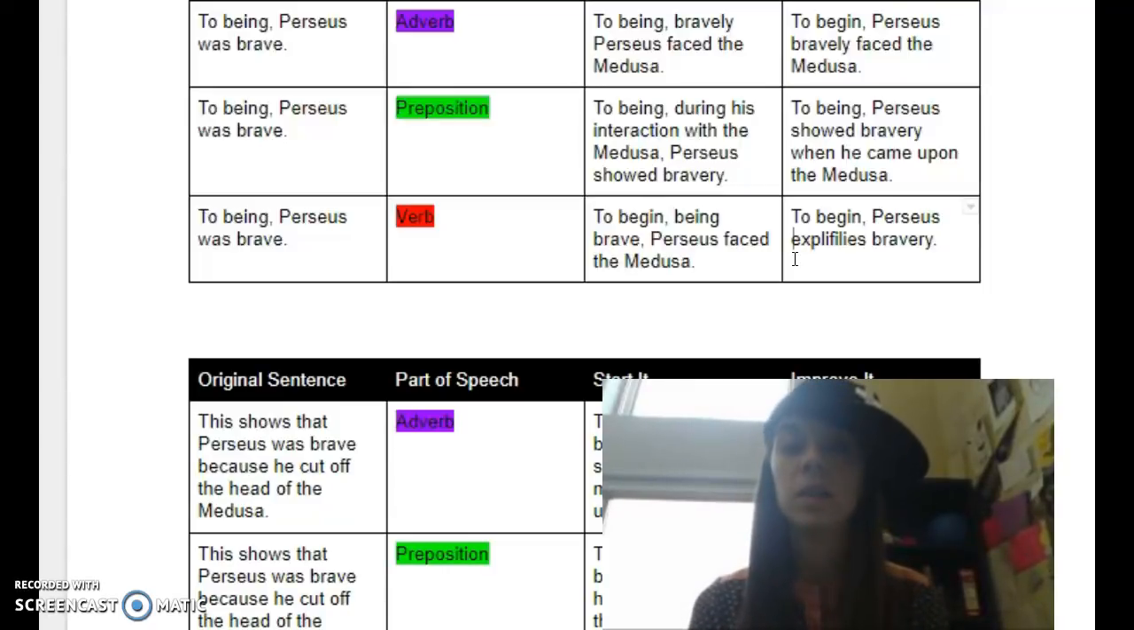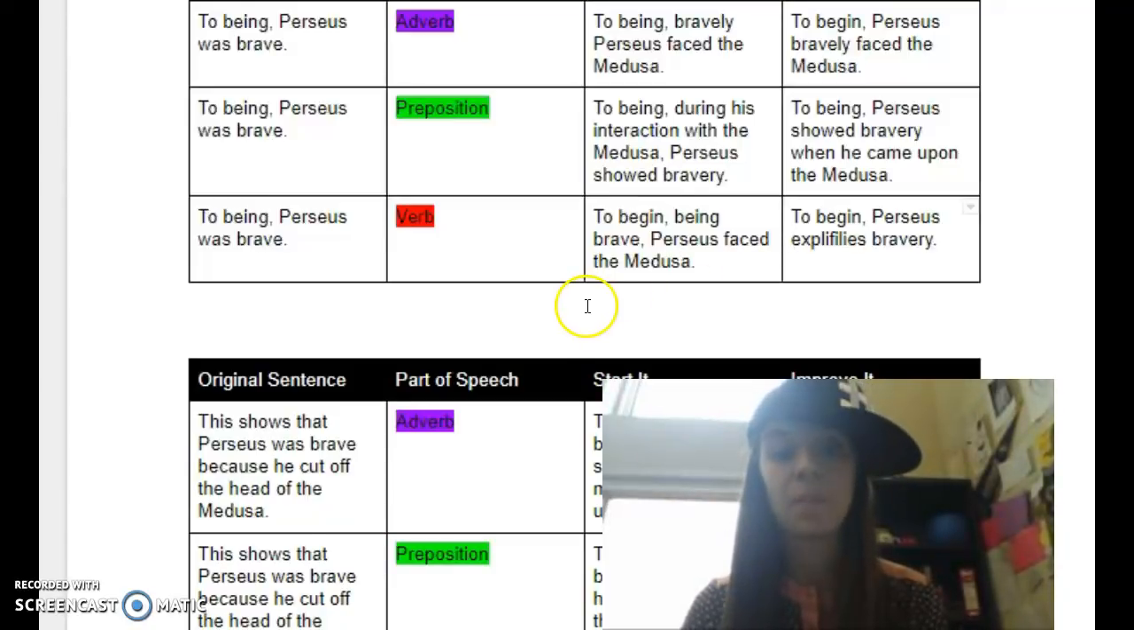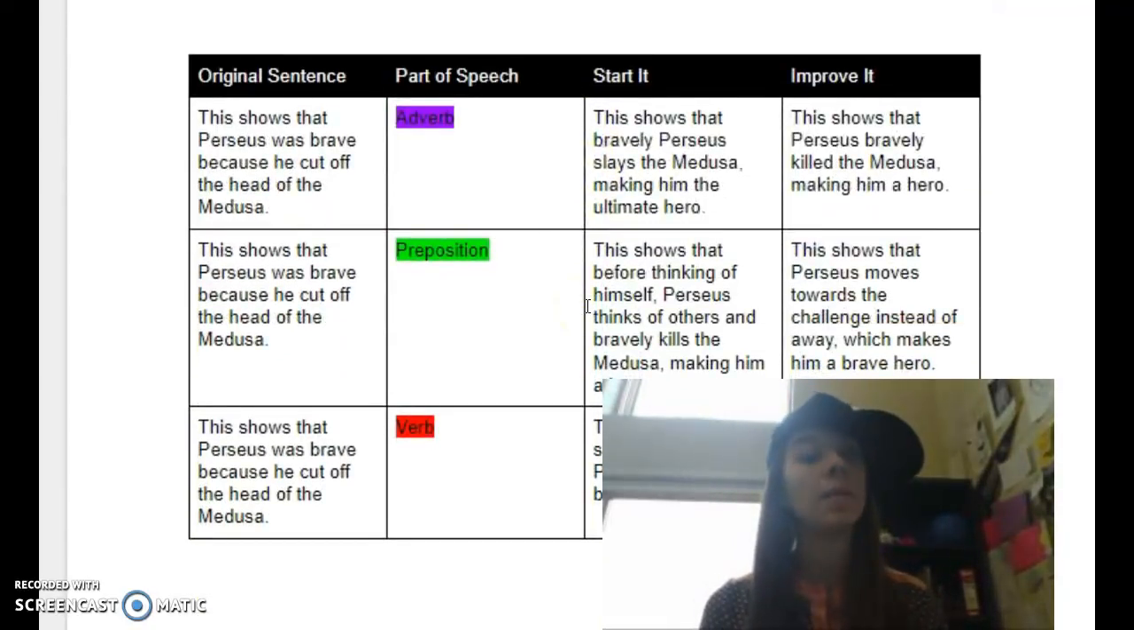Check your work, pause it if you need to, and now we're going to move on to our elaborates. Cool. So down here we had our elaborates. It says, this shows that Perseus was brave because he cut off the head of the Medusa. So we're going to do the same task with our elaborates. So the first one was adverb.